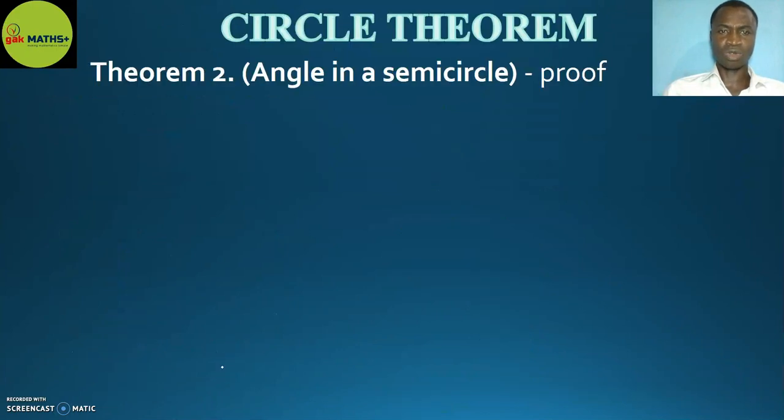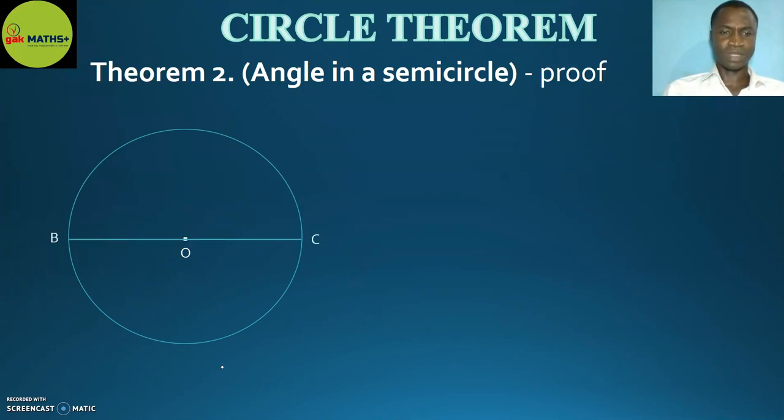That is theorem number 2, angle in a semicircle. Let's take the proof and look at the relation between angles in a semicircle. Now let's draw a circle with center O and draw a diameter BC. Let's subtend an angle on the circumference of the circle from B and C. Let's label the vertex as D. Let's label the angle formed at B as S and the angle formed at C as T.